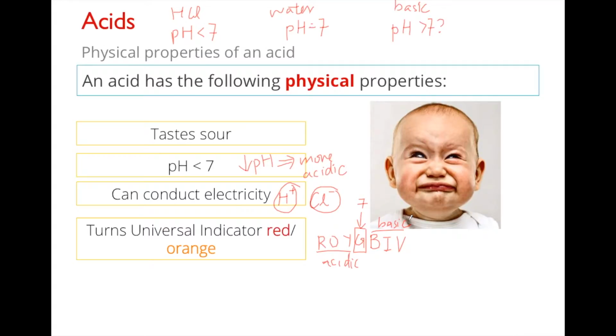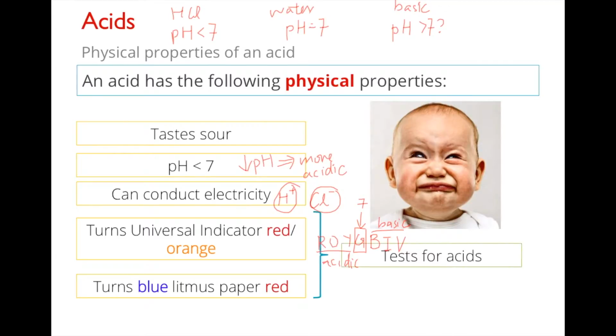So when the universal indicator is added to an acidic solution, it will turn red, orange, and yellow for the very slightly acidic ones. Okay, it also turns blue litmus paper red. That is something that we've discovered for carbon dioxide gas. It turns blue litmus paper red. Now, the last two, the use of indicators as well as the litmus paper, are actually tests for acids.